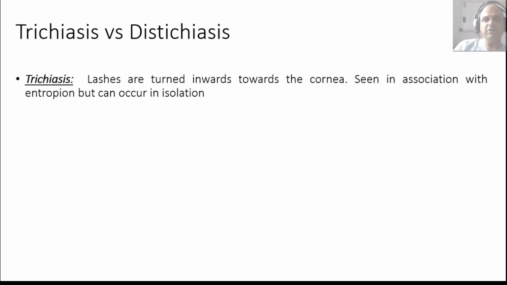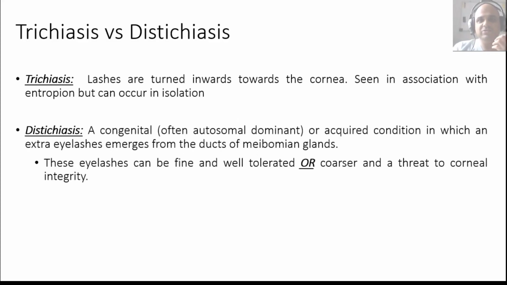Before we go on to talk about ptosis, which is the last of the lid malpositions, because we've already completed the 2 malpositions associated with the lid margin, it's important to talk about these 2 conditions and differentiate. Trichiasis we've been talking about is an inward turning of the lashes towards the cornea. It is seen in association with entropion, but can also occur without it, in which only the lashes are turning inwards. Distichiasis is usually a congenital condition, and it's usually autosomal dominant.